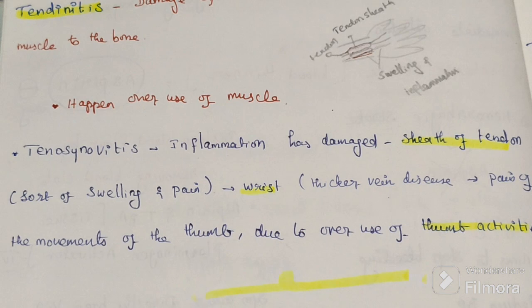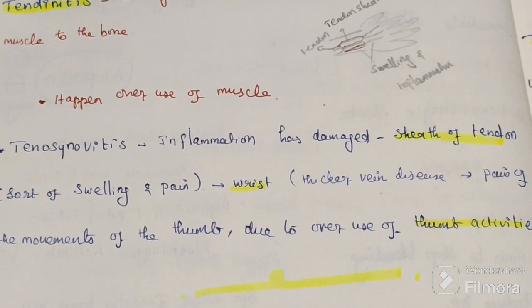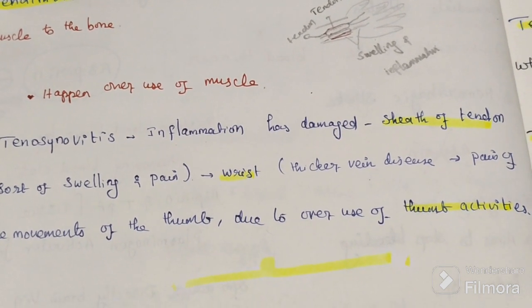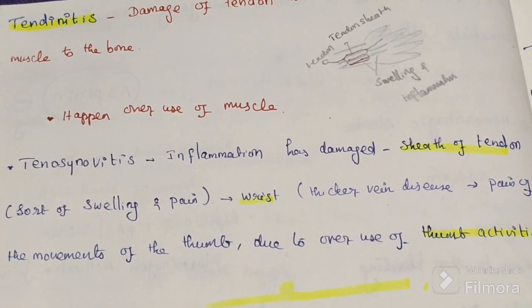and the disease is called De Quervain's disease, which is pain on movement of the thumb due to overuse of thumb activities.